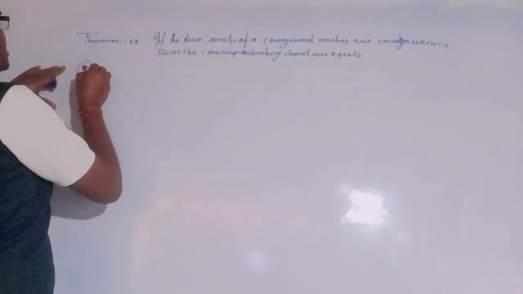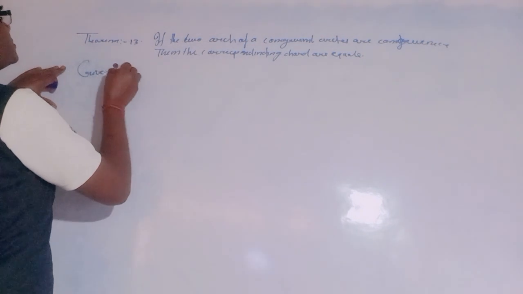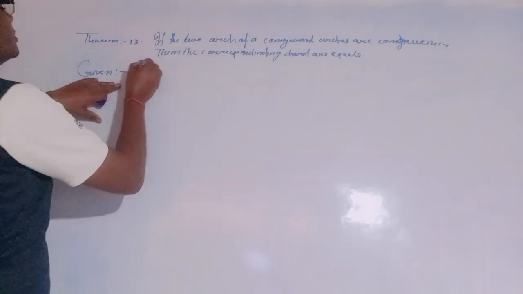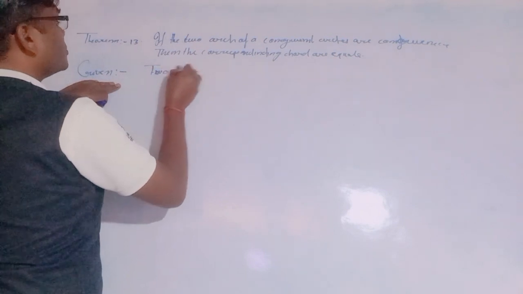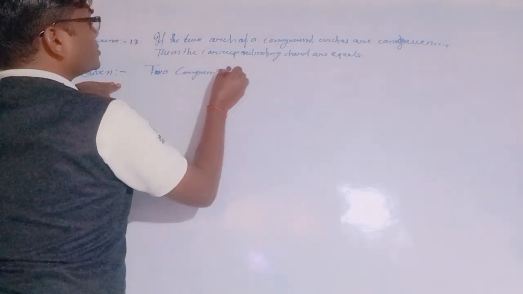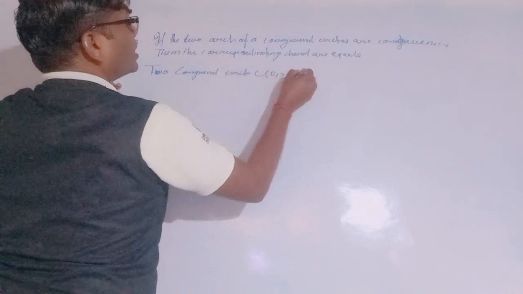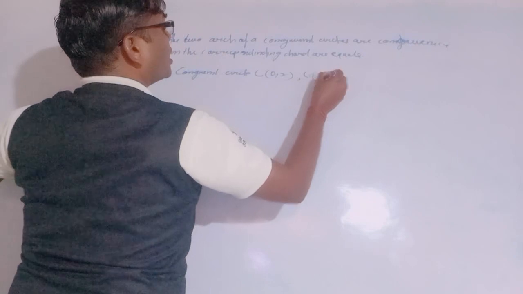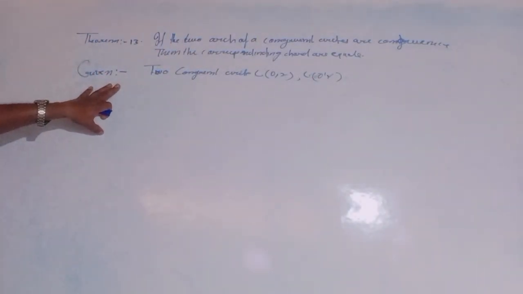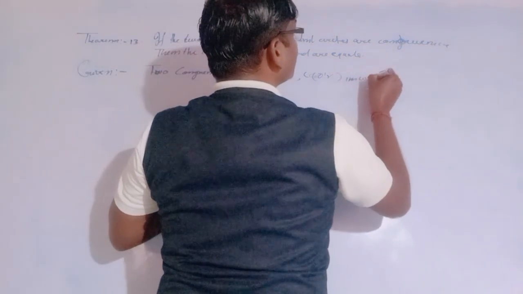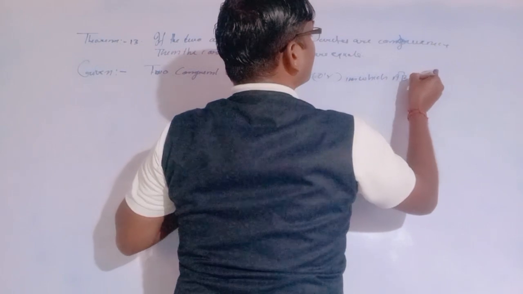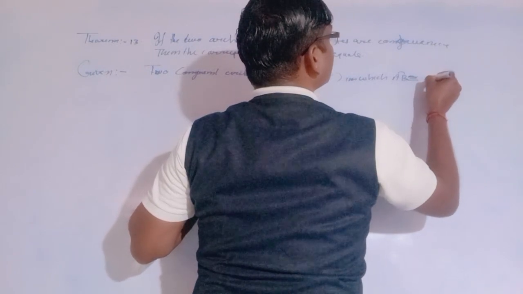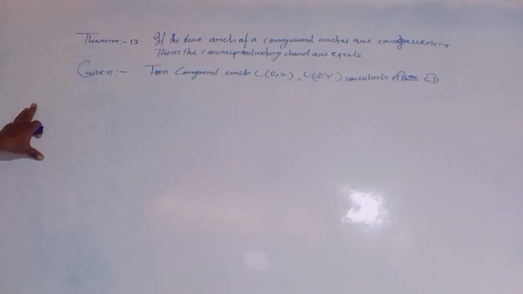First, we will write the given. In the given, we have two congruent circles with centers O and O dash, in which arc AB is congruent to arc CD. Arc AB is congruent to arc CD.